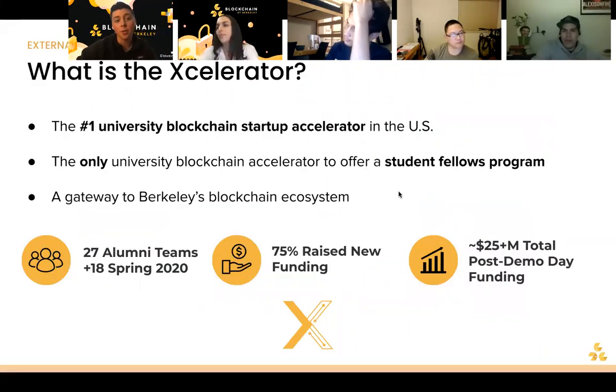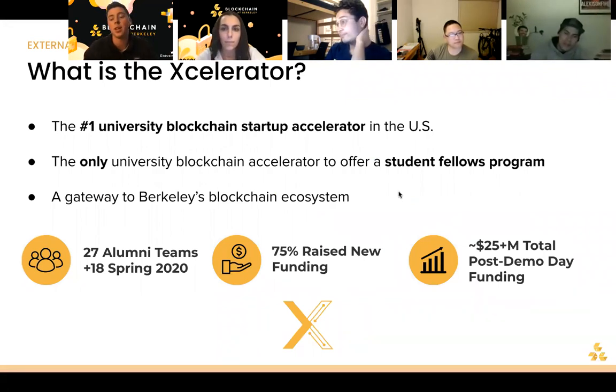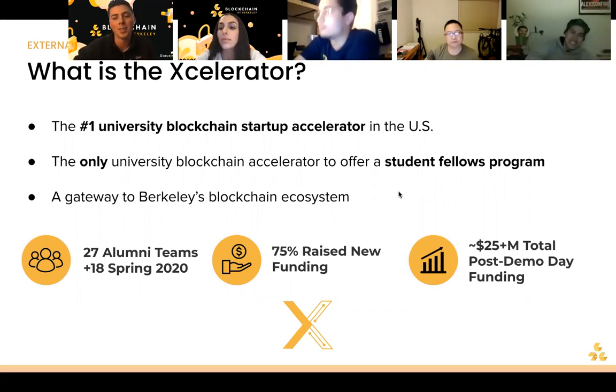And then going over the Xcelerator. Like I said earlier, the Xcelerator is the number one university blockchain startup accelerator in the US, and it is the only one to offer a student fellows program. About 95% of staff at the Xcelerator are students. It is a great way to transition into the blockchain ecosystem, and to connect with Berkeley and connect resources in that regard. Like I said earlier, if you're interested in that, or you have a blockchain idea or startup or company, definitely apply to the Xcelerator, because there are a lot of great resources involved there.